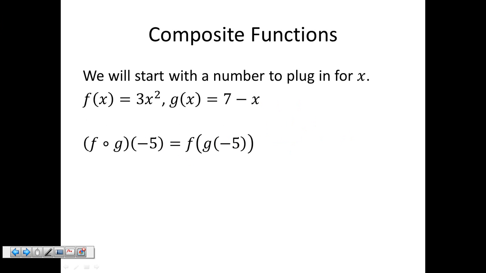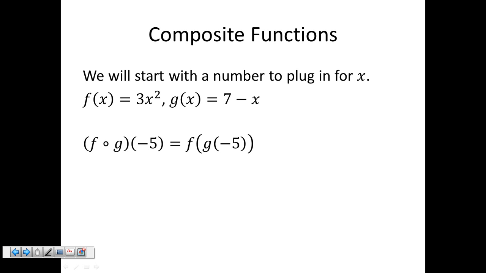Let's go ahead and talk about composite functions, where we are literally plugging one function into another. Now, I think it's actually easier to talk about composite functions when we've got a number to plug in for x. So we're going to take f of x equals 3x squared, g of x equals 7 minus x, and we're going to find the composite function. Now, this is read, starting over here on the left, f of g. That's not an O, it's a symbol, kind of like a big multiplication, but it's not multiplication.